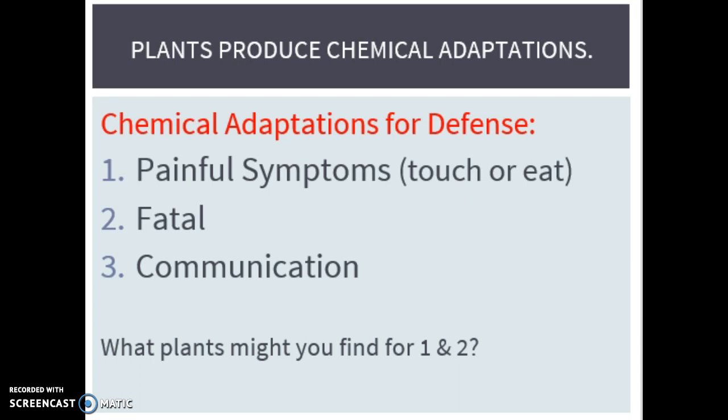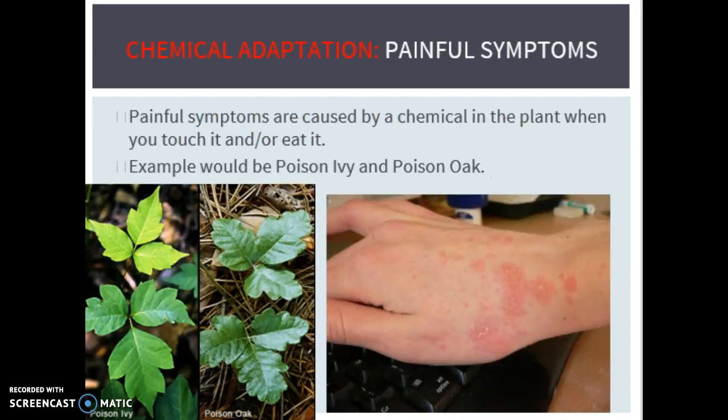And you can look and search some of these, especially painful and fatal. You can Google those and find some information on there. But you also might know some of them, like poison ivy. Poison ivy and poison oak.